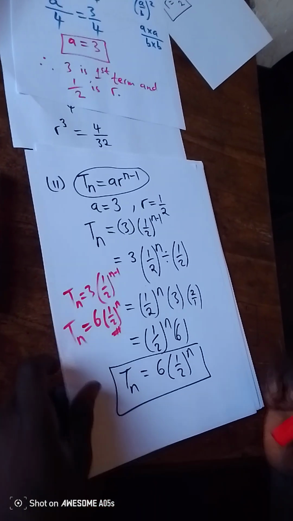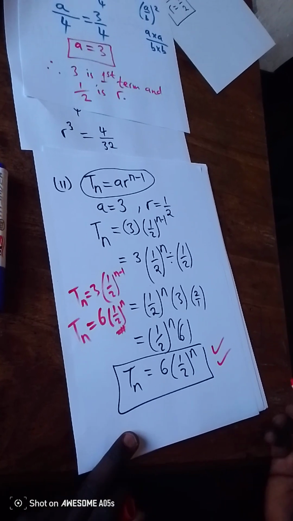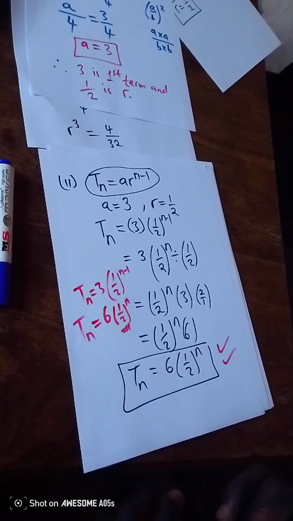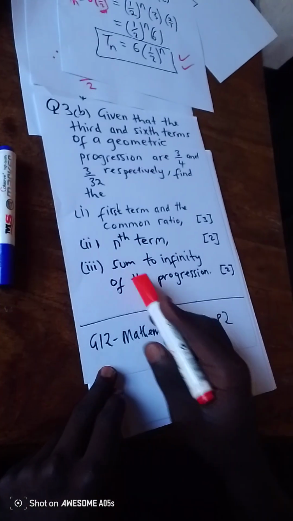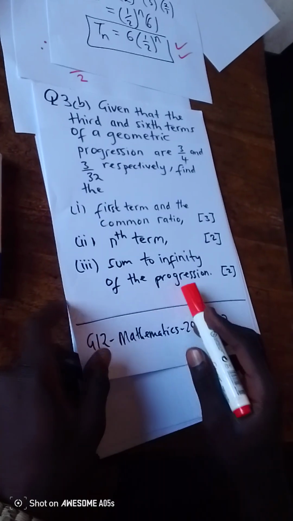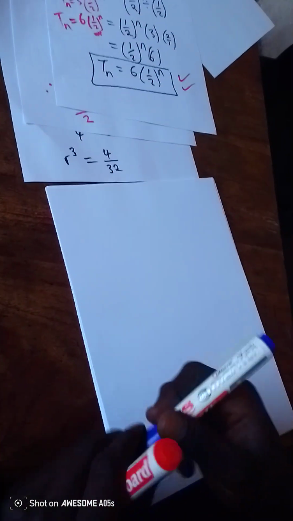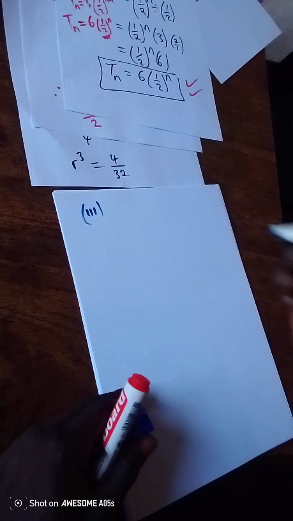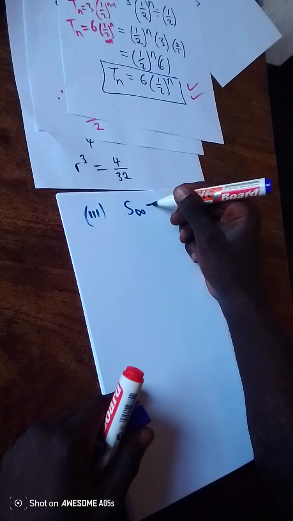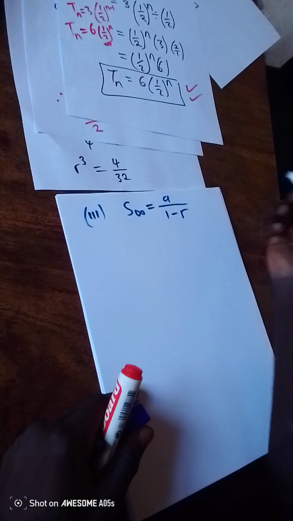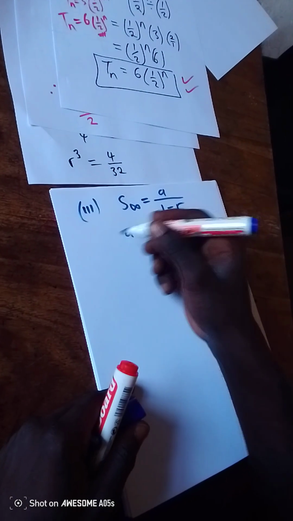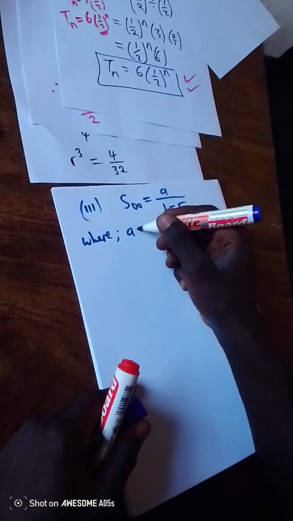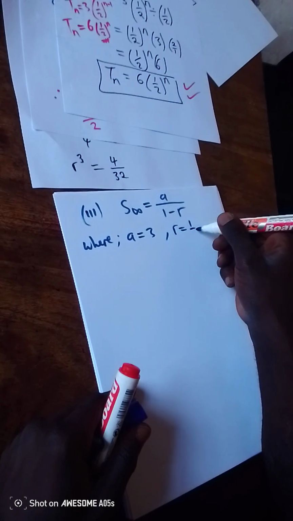Okay, after being done, so this is the nth term. The nth term formula should contain n in it, and the other terms simplified. So now let's go to the last question, which is saying the sum to infinity of the progression. So sum to infinity can only be found if r is less than 1, and the formula is given by this, where a was equal to 3 and r was equal to 1 over 2.